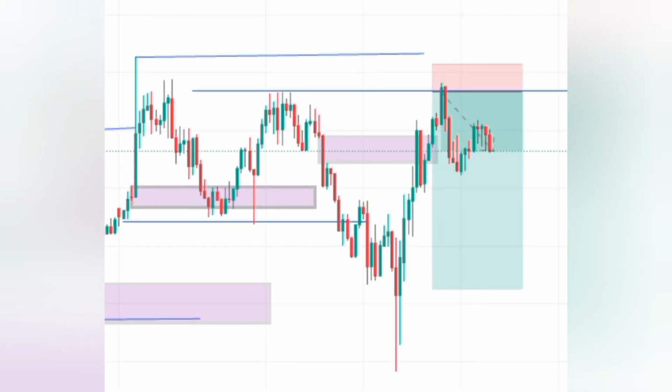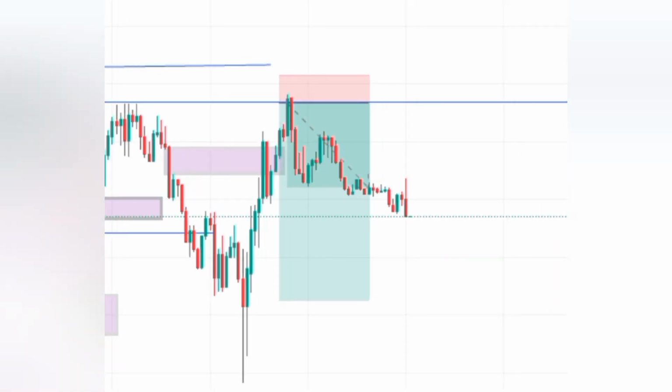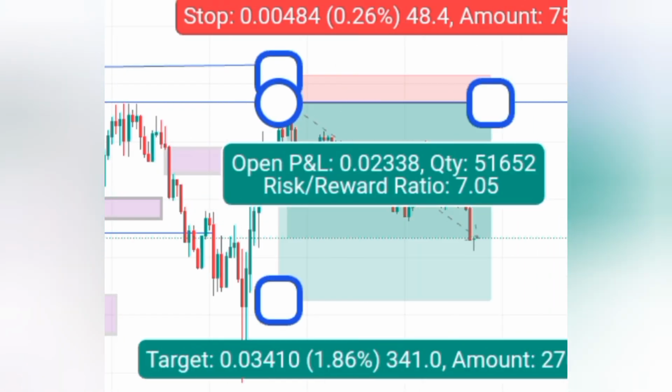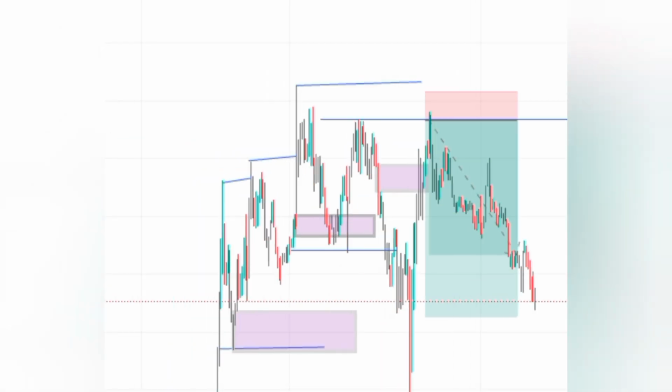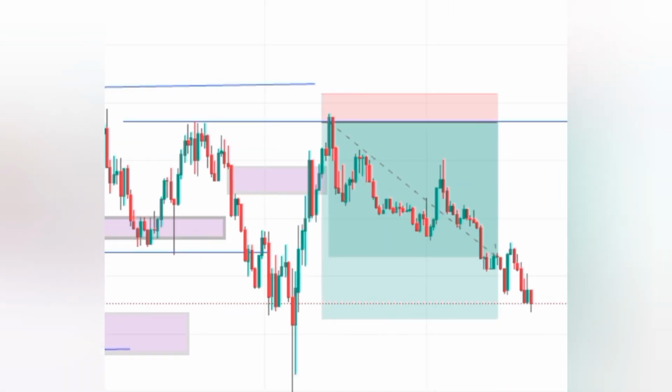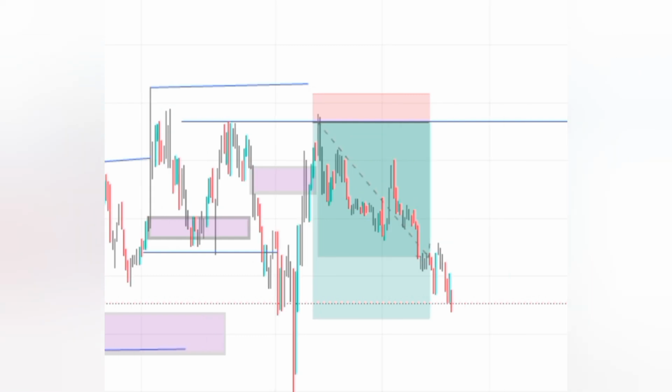Okay, so now let's wait for the reaction of that market, guys. Can you see this, right? Can you see how the market reacted after identifying that zone, right? That resistance zone.